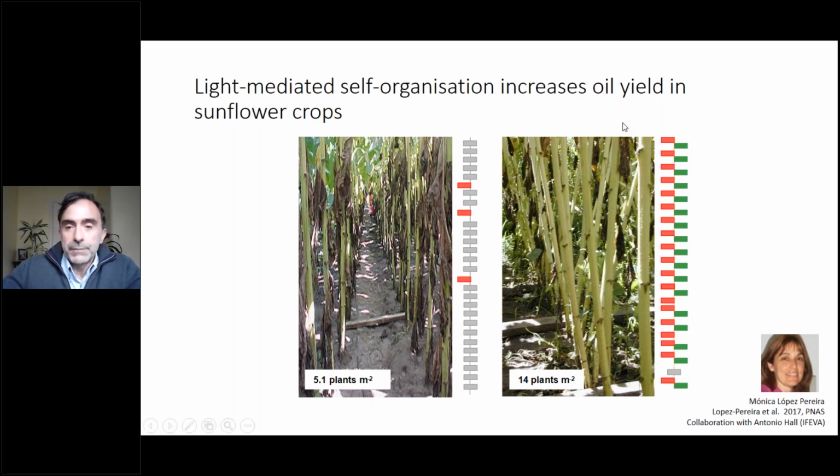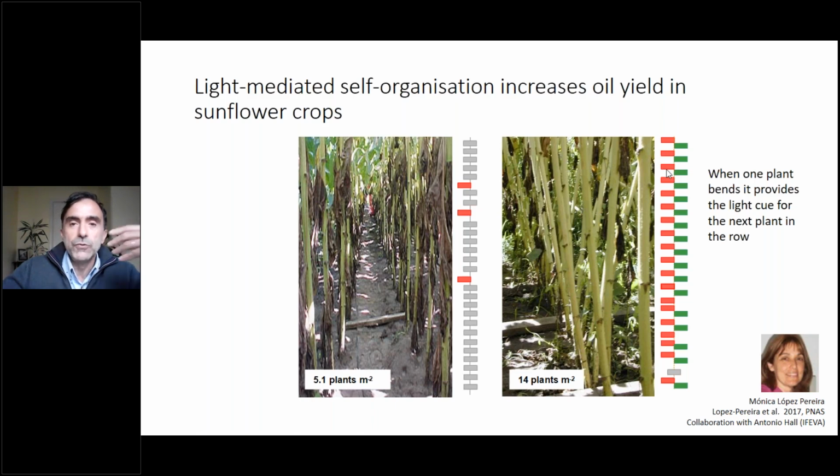And that is so because when one plant bends into one direction, it creates the light cues for the next plant in the row to move into the opposite direction. So there is a sort of light-mediated self-organization of the plants within the crop. And if we prevent this self-organization from happening by physical means, we can actually reduce the yield of the sunflower crop. So shade avoidant responses are present in crops and they are actually important for yield.